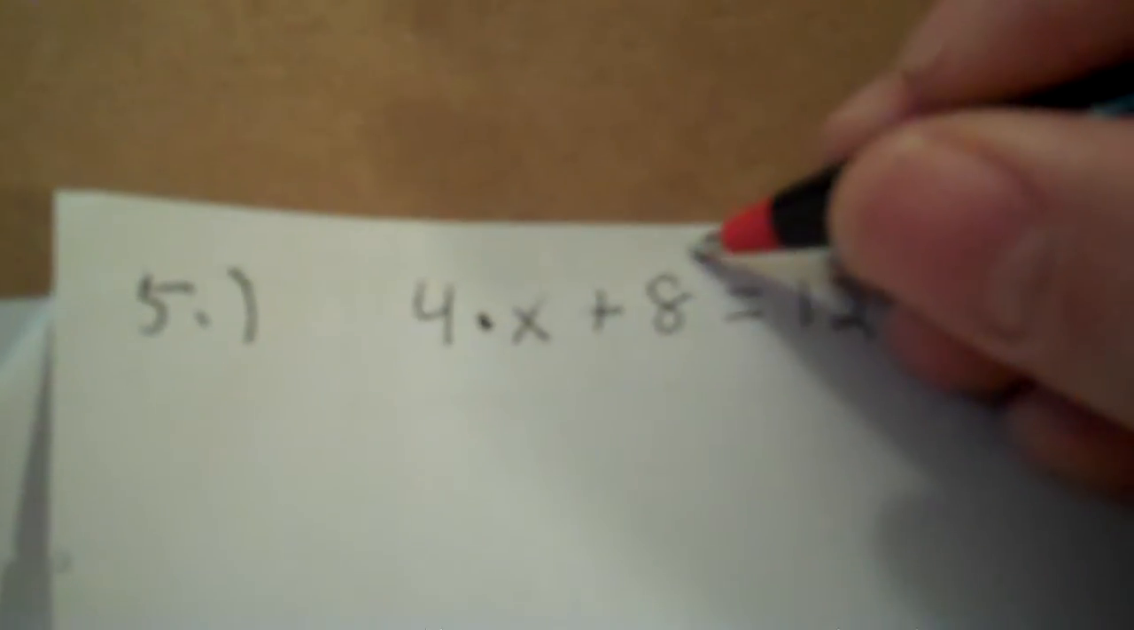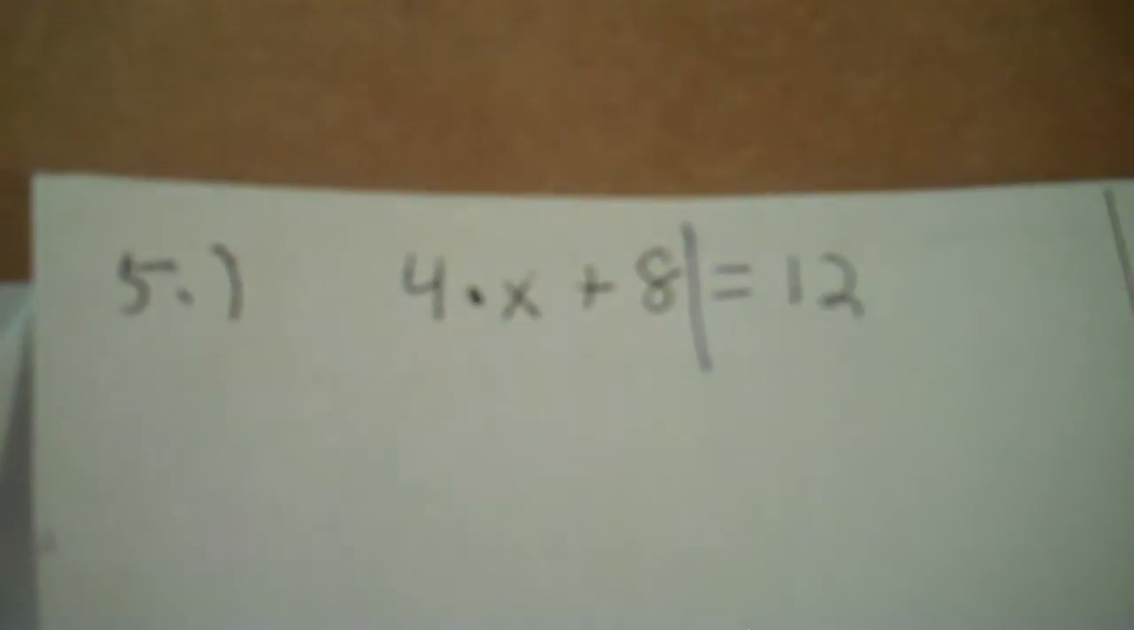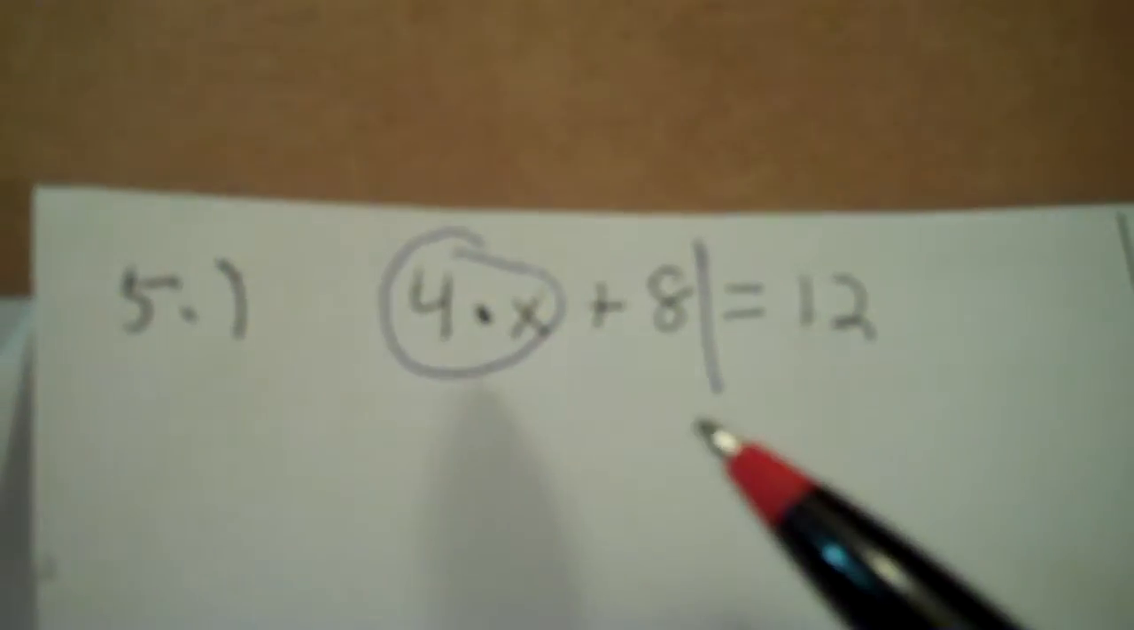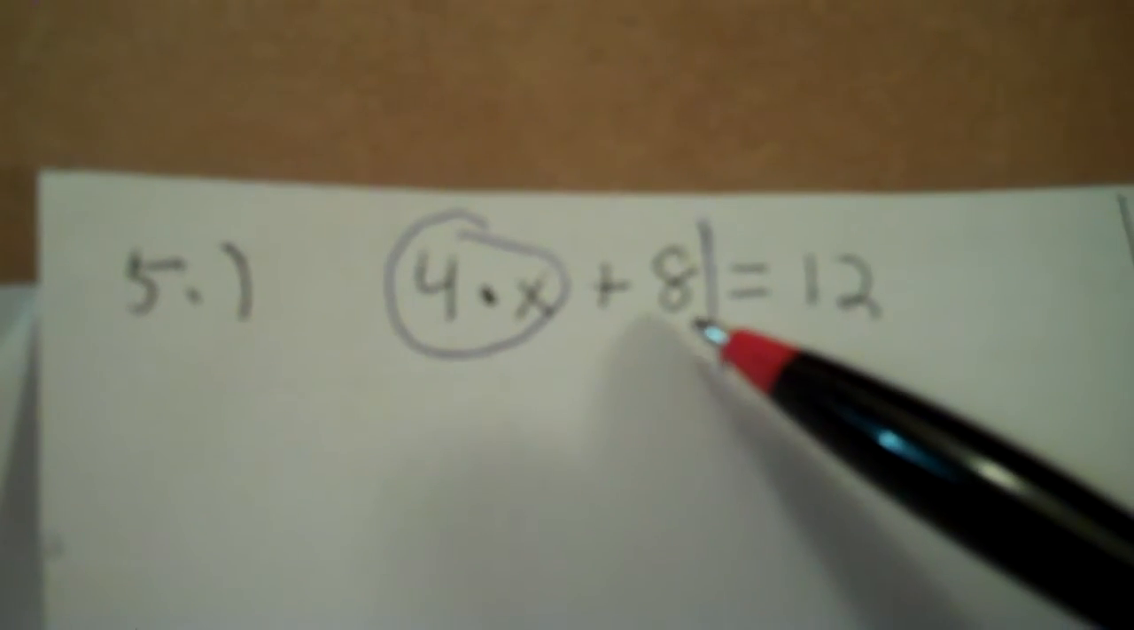Okay, number 5, 4 times x plus 8 equals 12. So I would make a line right there, and I would circle the dot part because first you got a plus 8. Okay, so you need to minus 8. That's the first thing you need to do to get rid of the plus 8. You need to come into that circle then and divide by 4.